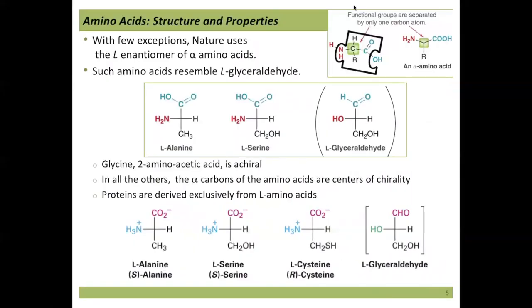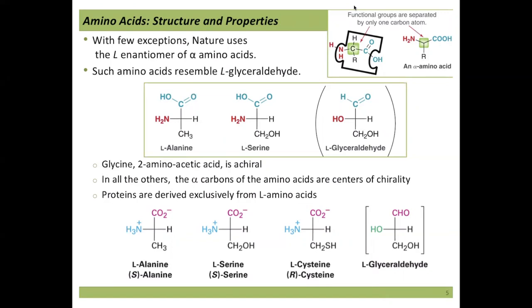So if we look at the amino acids and we draw them in a Fischer projection like we did for sugars, you notice that the nitrogen is off to the left. And so these amino acids are typically referred to as L amino acids. So nature prefers D sugars and L amino acids. Again, this D and L has nothing to do with the actual R and S configuration.